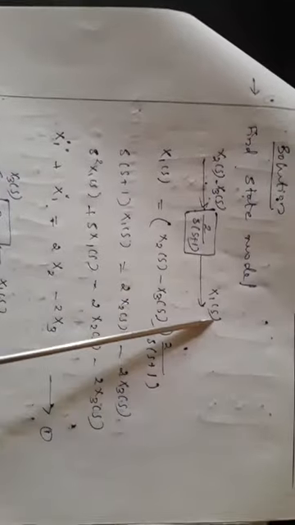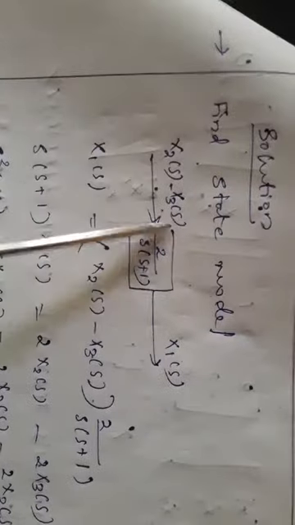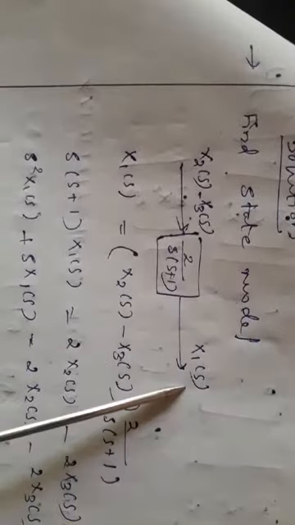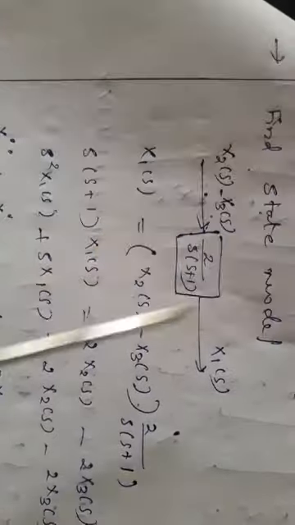First stage, finding the state model. We are taking each block one by one. The first block: output is x1 of s, and the block parameter is 2 by s into s plus 1. Input to this block is x2 of s minus x3 of s. We know input into the scalar quantity inside the block is equal to output. Therefore, output x1 of s equals x2 of s minus x3 of s into 2 by s into s plus 1. We are cross multiplying.